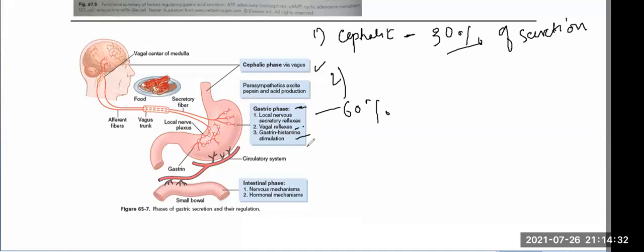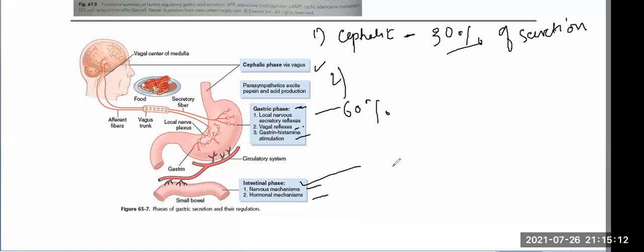Now, you have the third phase, which is the intestinal phase. Intestinal phase is when food enters the intestine. It's simple. When food leaves the stomach, it goes into the duodenum, which is the first part of the small intestine. When food enters the upper portion of the small intestine, particularly the duodenum, a small amount of gastric juice continues to be secreted. And this is regulated by nervous mechanism and hormonal mechanism released by duodenal mucosa.